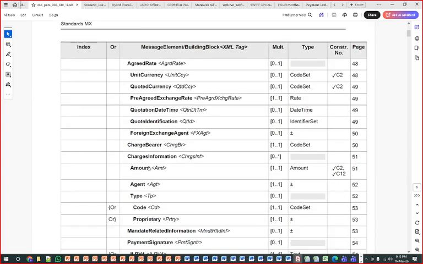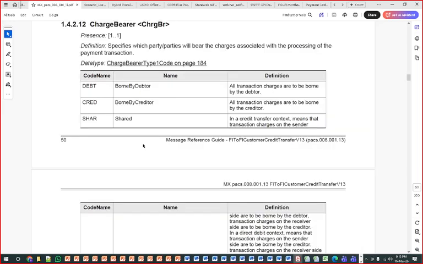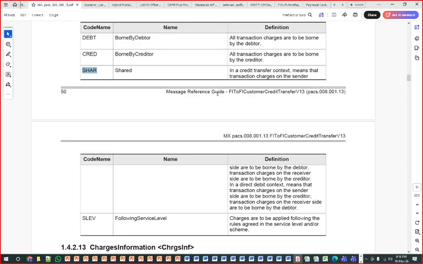This, for example, is called charge bearer. Charge bearer means, if you are sending a payment, who is going to bear the charges. If I click on that, there are three options: debtor, creditor, or shared. That means either the sender pays, or the receiver pays, or the charges are shared between the two. So how does this work? This also we are going to learn.